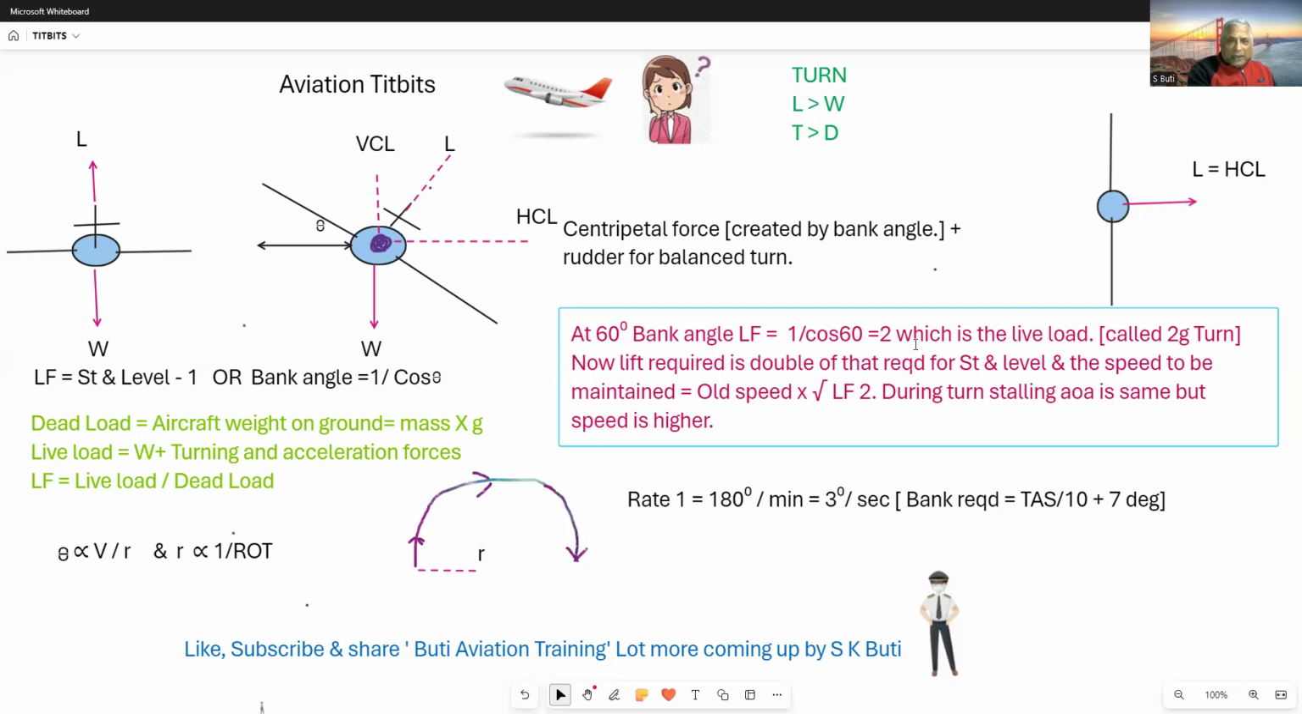So depending upon the aircraft power, every aircraft is not capable of doing 2G, 3G turns. So do not try to attempt 60 degrees, 80 degrees angle of bank. If you've seen a fighter pilot doing it, you don't try it unless you have been trained for it and your aircraft is capable.